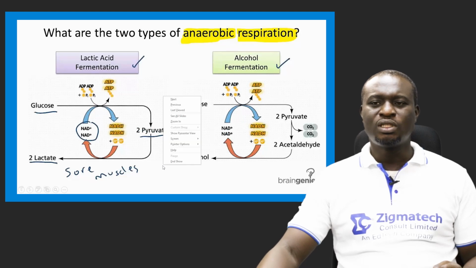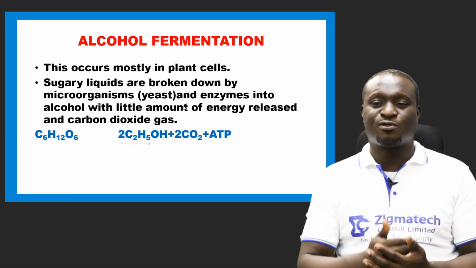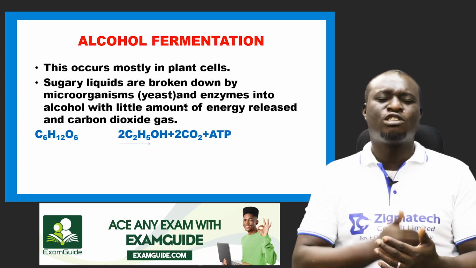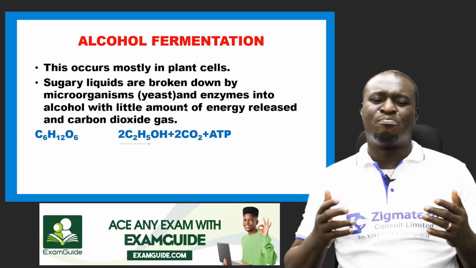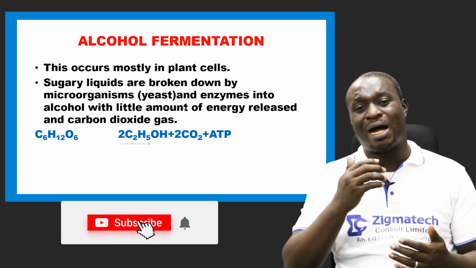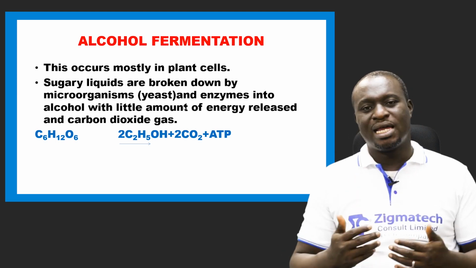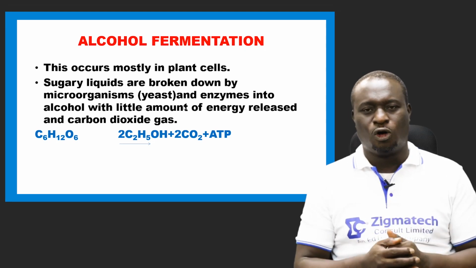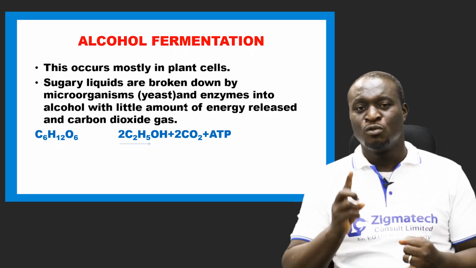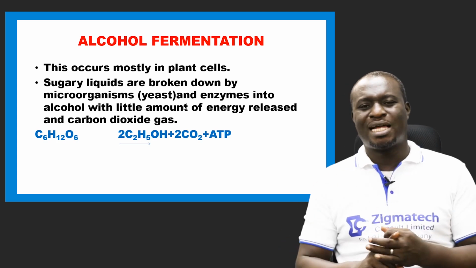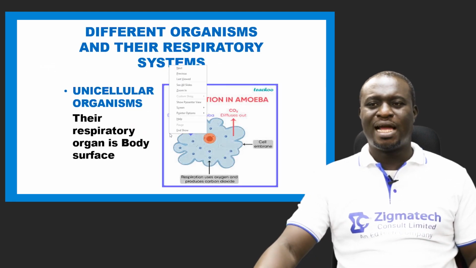Now, what happens during alcohol fermentation? Alcohol fermentation is a situation where complex food substances, mostly glucose, are broken down into alcohol, carbon dioxide, and a little amount of energy. The breaking down of glucose is most times carried out by a microorganism called yeast. Yeast produces an enzyme called zymase that helps in the breakdown. So that is alcohol fermentation. Please take note: during alcohol fermentation, alcohol is produced, and during lactic acid fermentation, lactic acid is produced.